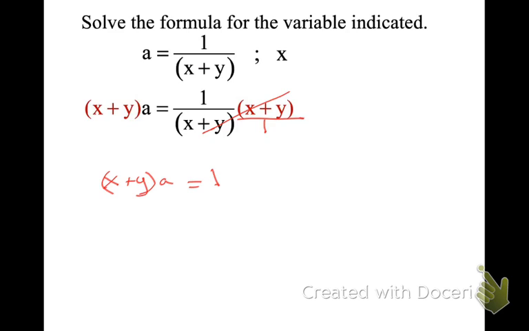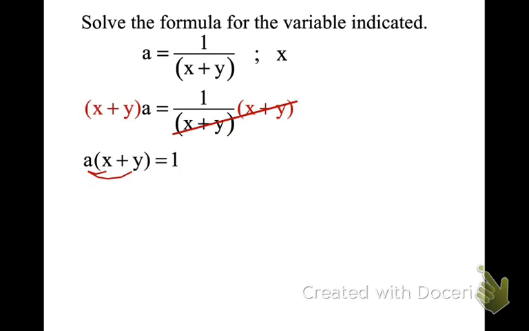Now, we could divide both sides by the a, get rid of the a. You could do one of two things. We could divide the a out and then subtract the y, or we can distribute it, then subtract ay, and then you could divide all terms by a.